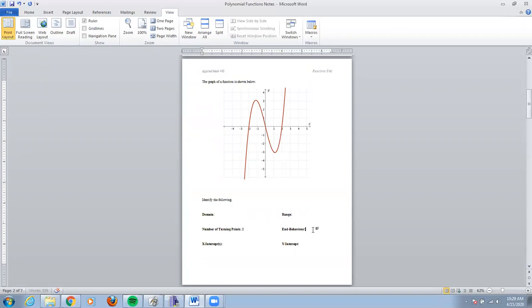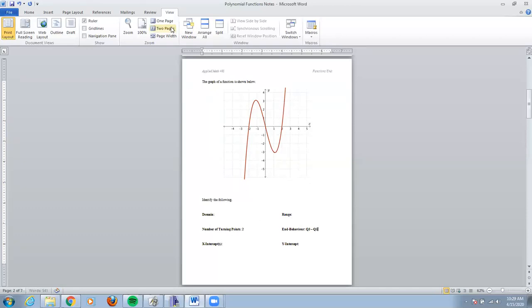Now the end behavior. When we describe the end behavior, we just typically state the quadrant that it starts in and the quadrant that it goes to. So if we look here, the graph clearly starts in quadrant 3 and it goes to quadrant 1 if we go from left to right. So the end behavior would be quadrant 3 to quadrant 1.